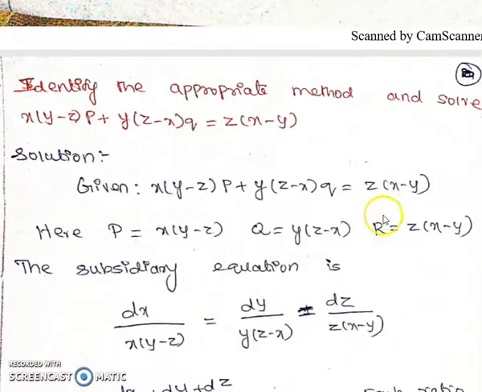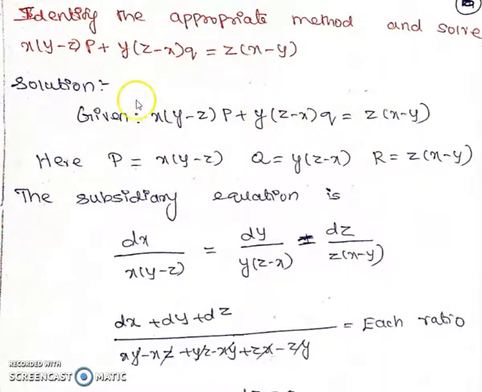So next we go to another problem. Identify the appropriate method and solve x(y − z)p + y(z − x)q = z(x − y). From this equation you have to identify capital P. P is equal to x(y − z), Q is equal to y(z − x), and R is equal to z(x − y). Now write the subsidiary equation: dx/(x(y − z)) = dy/(y(z − x)) = dz/(z(x − y)).